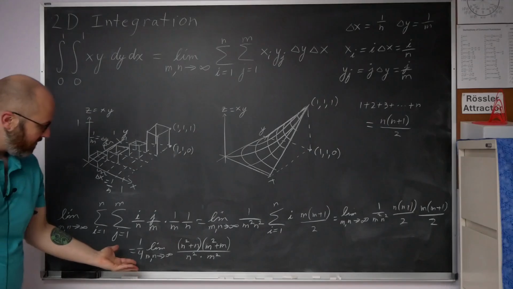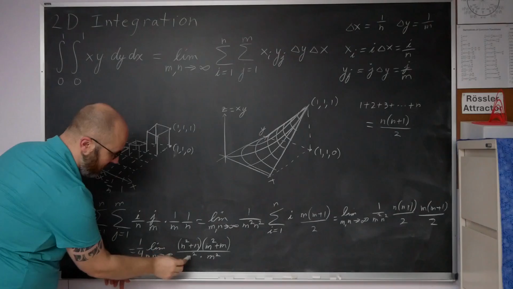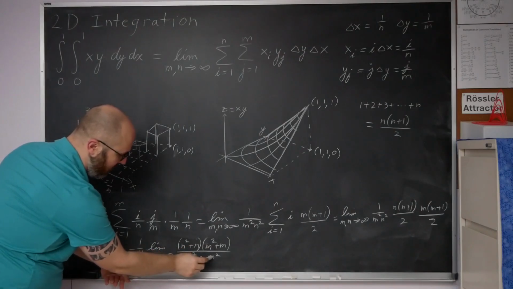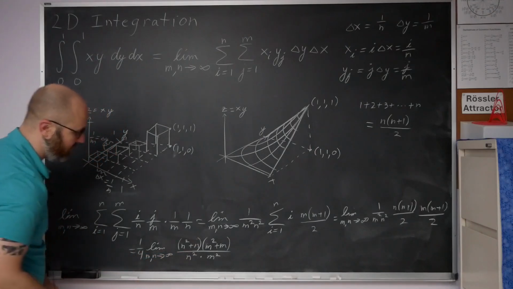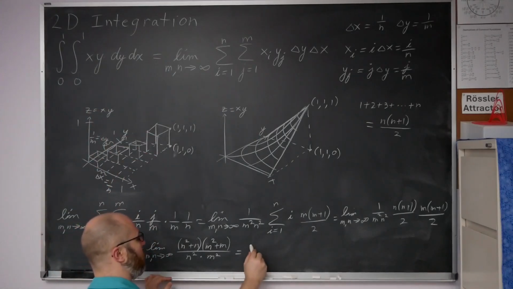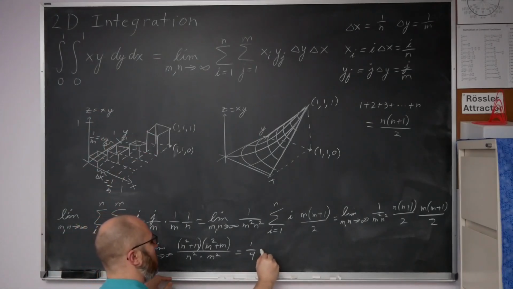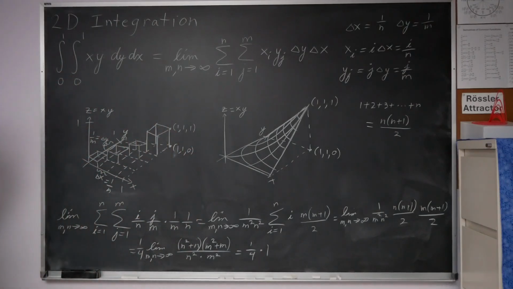But if we take the limit, only the highest power terms matter. So it's really this n squared and this m squared, because as n goes to infinity, n over n squared goes to 0. So that whole thing actually ends up being 1/4 times 1. So according to this Riemann summation, that's what the integral is supposed to be.